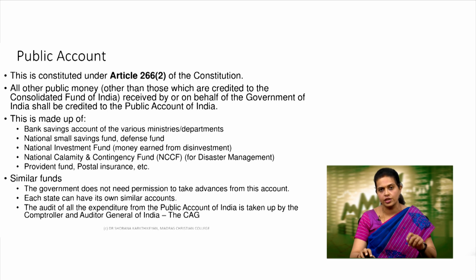A point to note here is that in the case of a public account, the government merely acts as a custodian of the money. It does not own it. The money still belongs to the public. That is why it's called the public account. The government is merely a custodian of this money.